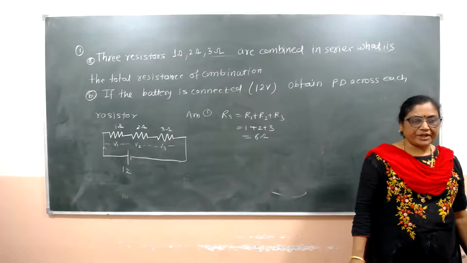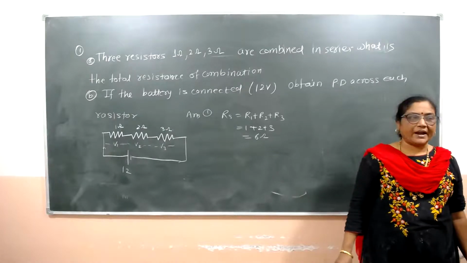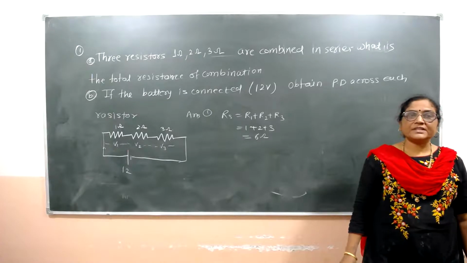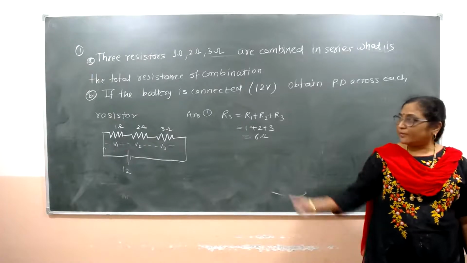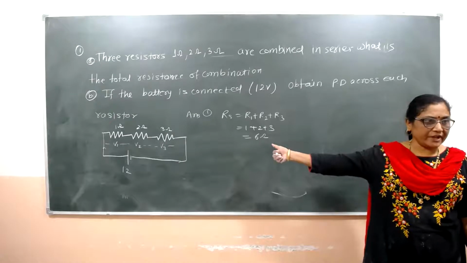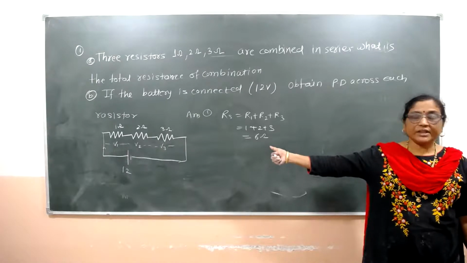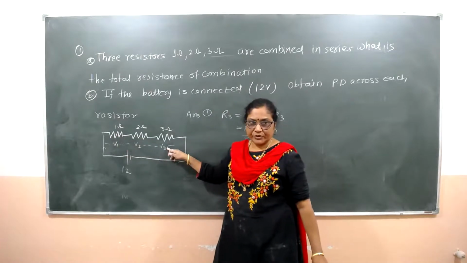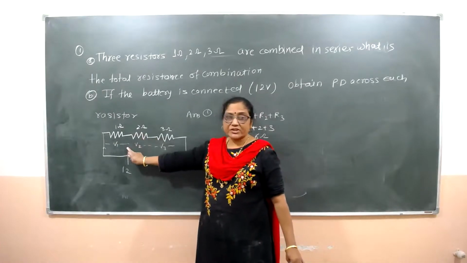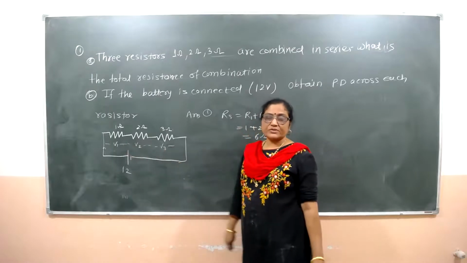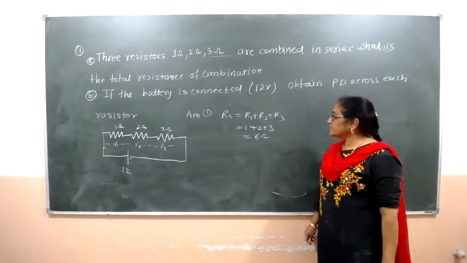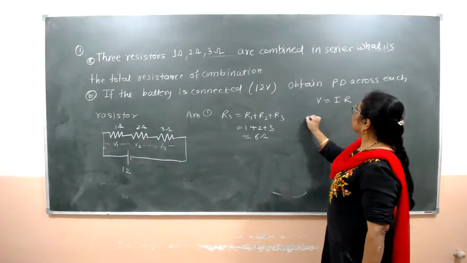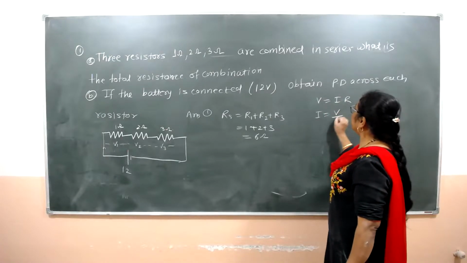Then next part is to find out the potential difference. To find out the potential difference, we require the value of I, because according to Ohm's law, V is equal to I into R. So V is unknown, R is known, the equivalent resistance is also known. In the series combination, which value is the same here? Current is same. The resistance is different, voltage is different, but the current is same. So find out the value of I by using the formula V is equal to I into R. Therefore, I is equal to V divided by R.